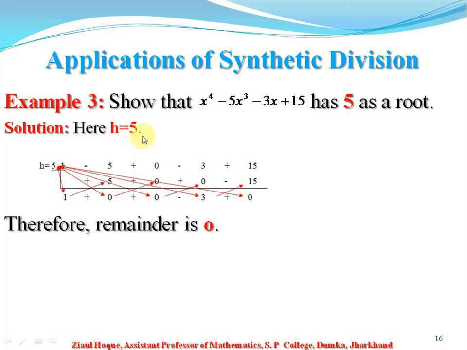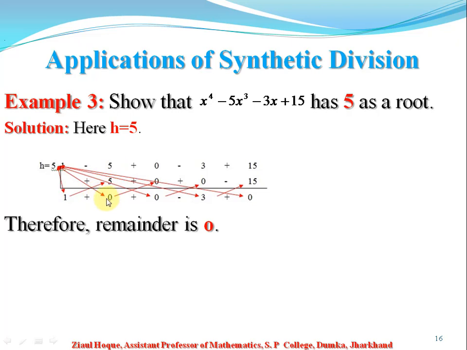Solution. Here h is equal to 5, a0 is equal to 1, a1 is equal to minus 5, a2 is equal to 0, a3 is equal to minus 3, a4 is equal to 15. Now a0 is equal to b0 means b0 is equal to 1, multiplying with h, which gives 5 into 1 is equal to 5. So 5 can be written below minus 5, which gives 0.